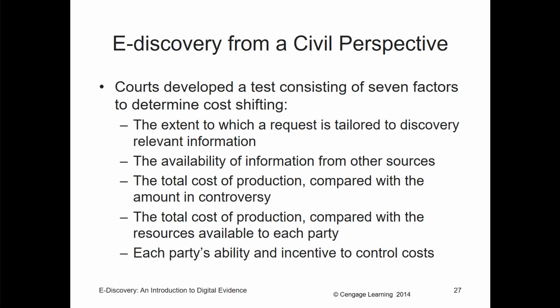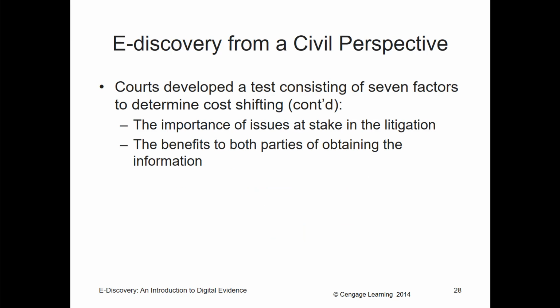Courts developed a test consisting of 7 factors to determine if the costs are shifted. They are the extent to which a request is tailored to discover relevant information, the availability of information from other sources, the total cost of production compared with the amount in controversy, the total cost of production compared with the resources available to each party, each party's ability and incentive to control the costs, the importance of the issues at stake in the litigation, and lastly, the benefit to both parties of obtaining the information. Those are the 7 key factors.